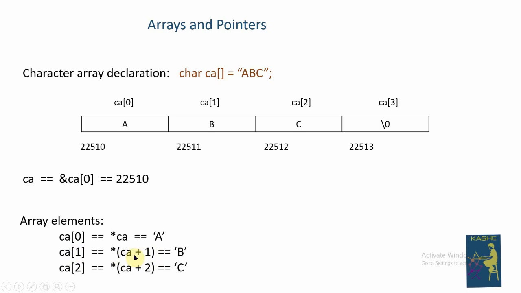CA plus 1 gives us the pointer to the next memory location, so that holds the character B. Then you can access the next element in this character array by using *(CA plus 1). In the same way, the third character can be accessed by using the index 2, or by using *(CA plus 2) to access the same third character C. So in this way you can access the array elements by using the corresponding index, or by using the dereferencing operator you can access the individual elements.